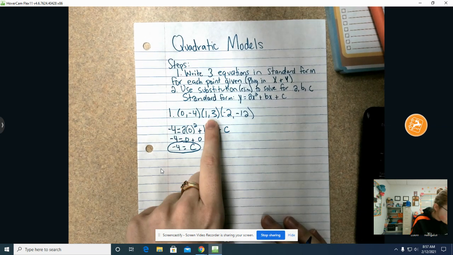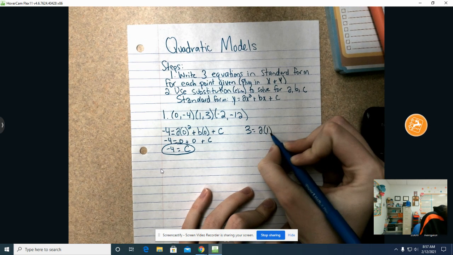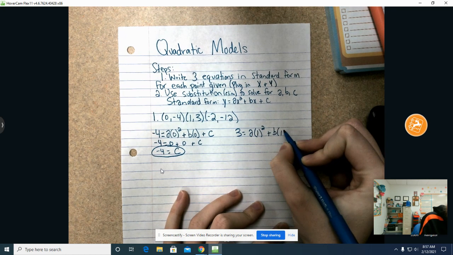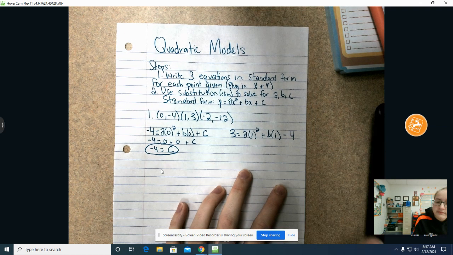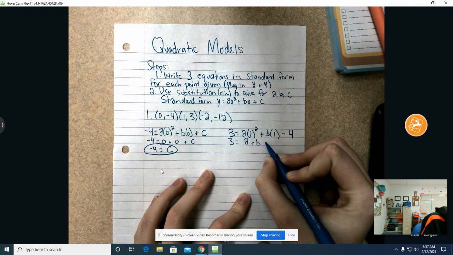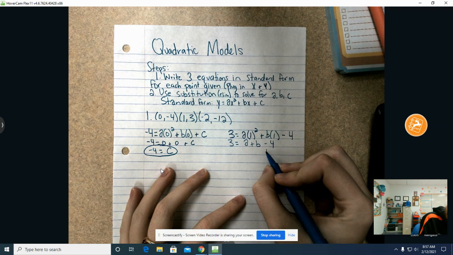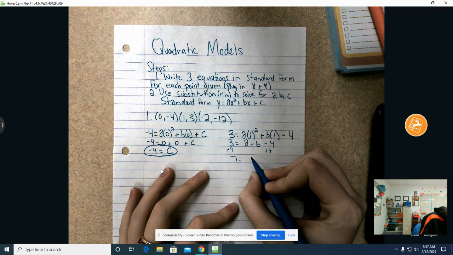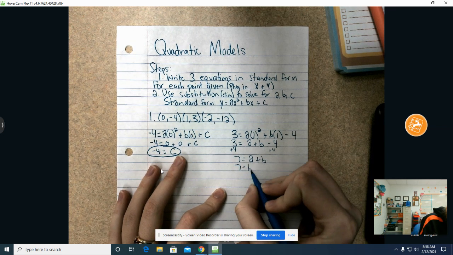Now we're going to move on to the same thing with our second coordinate point. We're going to have 3 equals a times 1 squared plus b times 1, and then plus c, which we already know is -4. So we're going to have 3 equals a plus b minus 4. This time we have 2 variables, so we're not going to be able to solve for much just yet, but we're going to want to get at least one variable by itself. So we'll move our 4 over: 7 equals a plus b, and then we can go ahead and solve for a. So 7 minus b equals a.